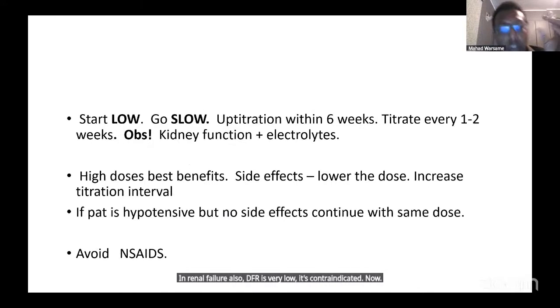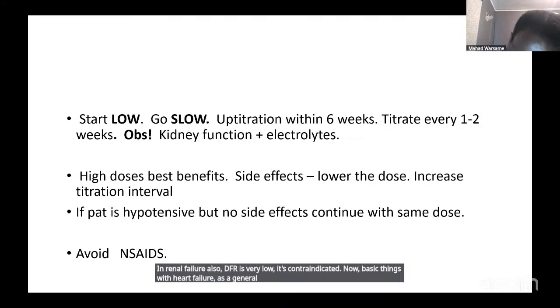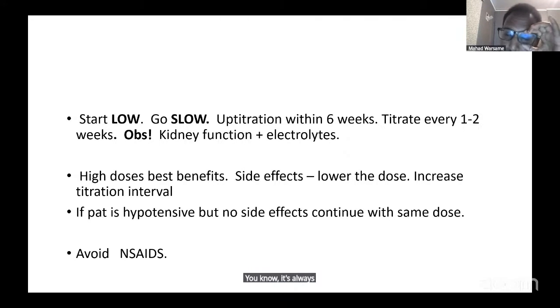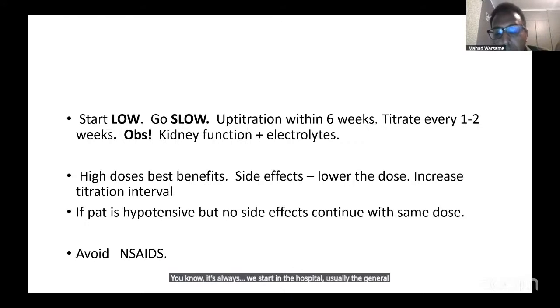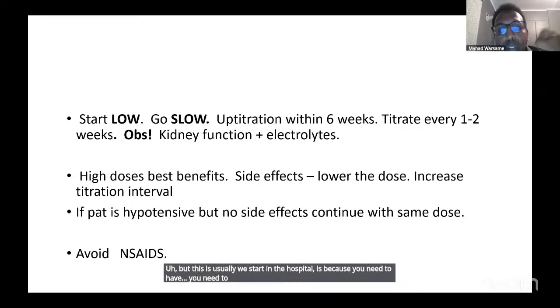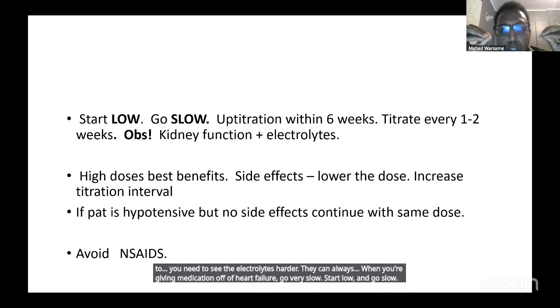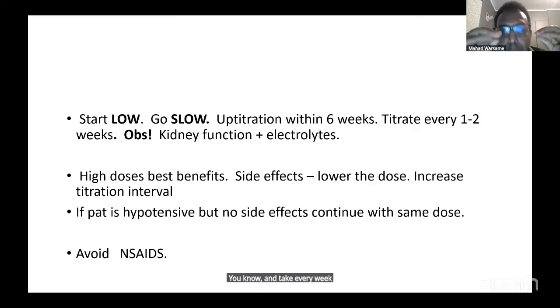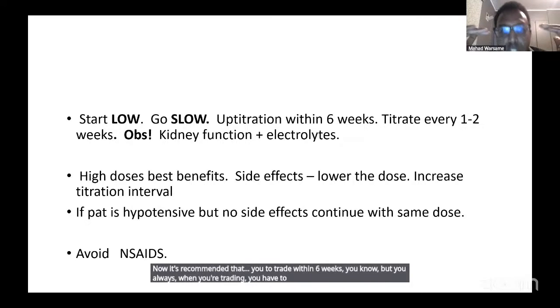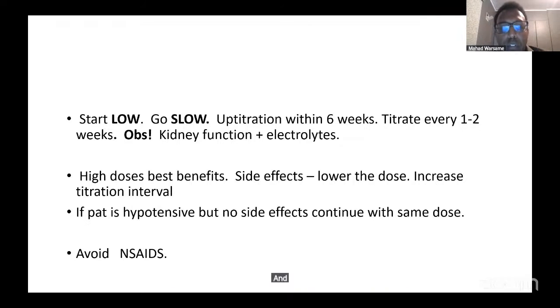Now, basic things with heart failure. As a general practitioner, we usually start it in the hospital and the general practitioner follows up, because you need to know the kidney function and you need to see the electrolytes. Like always, when you're giving medication for heart failure, go very slow. Start low and go slow, and titrate every 1 or 2 weeks. It's recommended that you titrate within 6 weeks, but when you're titrating, go low and go slow and check the electrolytes.